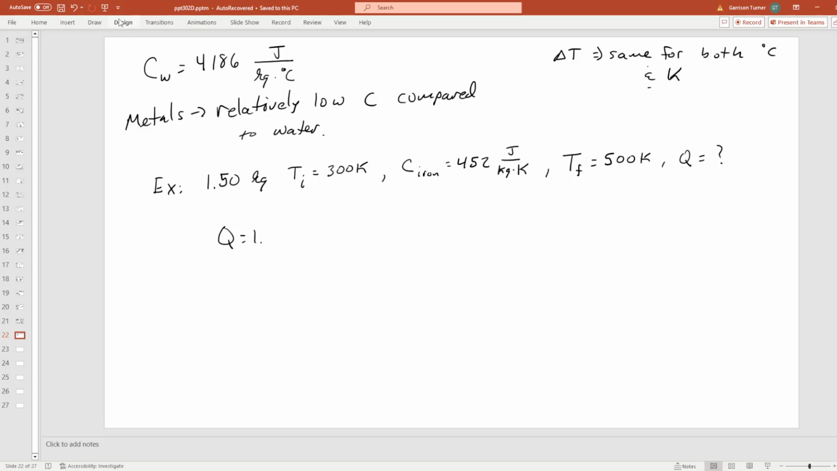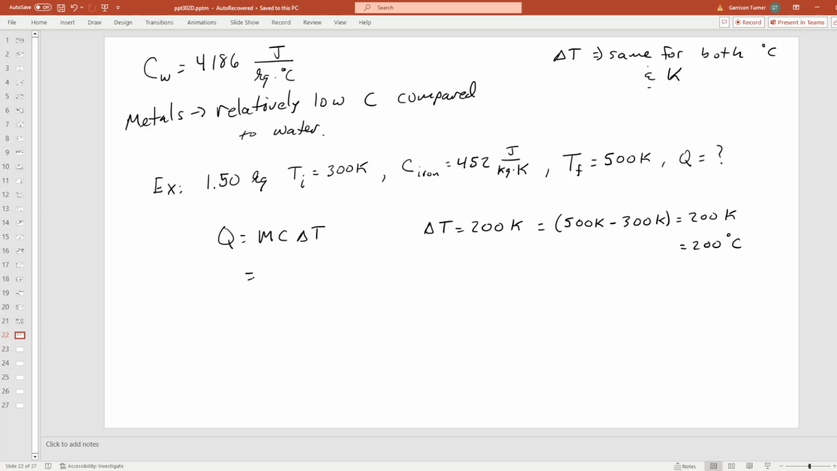So we just start with this equation. And so note that our delta T is 200 Kelvin. This comes from 500K minus 300K. And that's the same thing as 200 degrees Celsius. Okay, the temperature change would be the same total amount of change on either the Celsius or Kelvin scale.